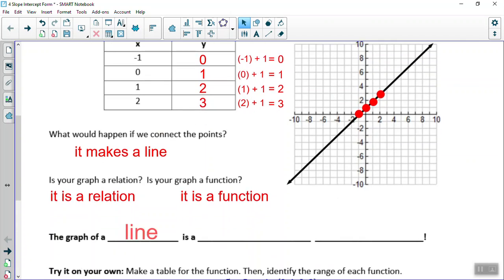So the graph of a line is what we call a linear function.